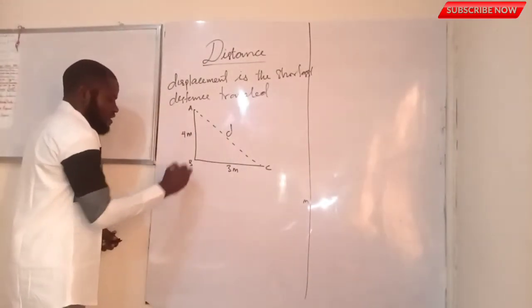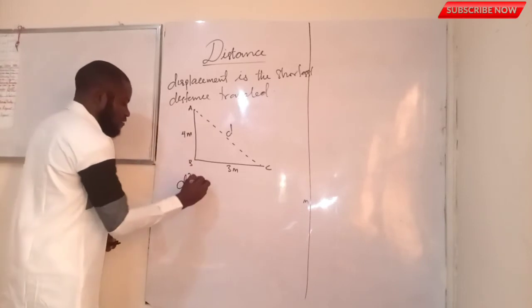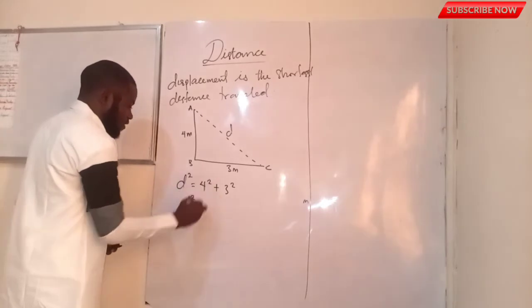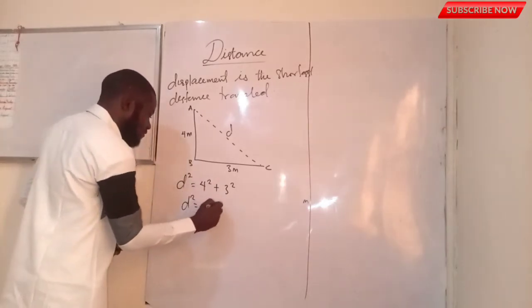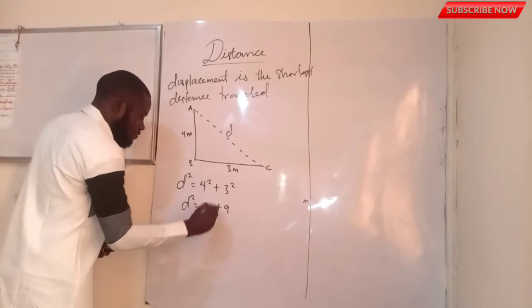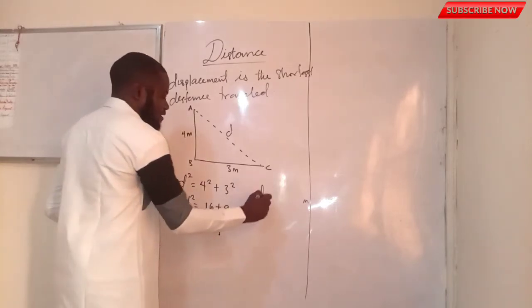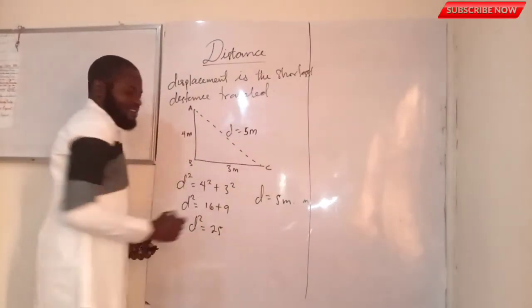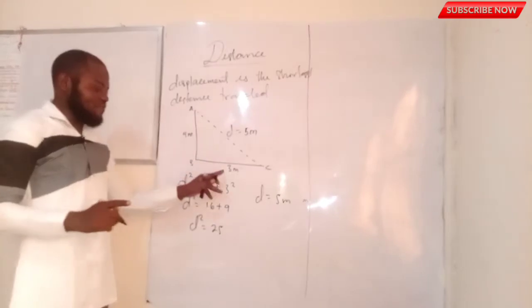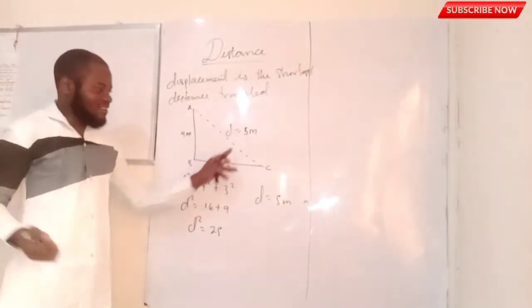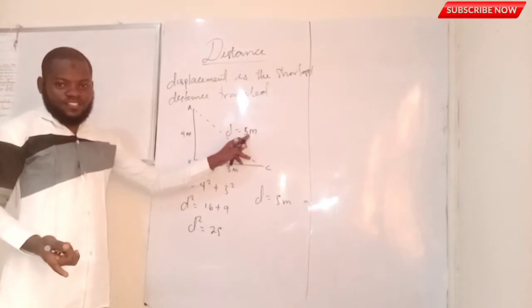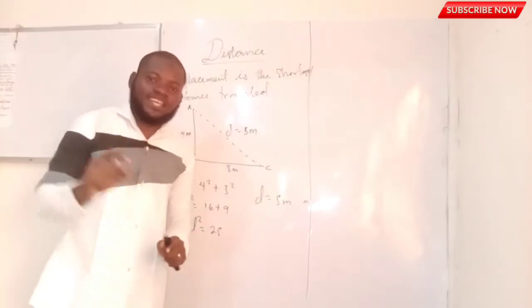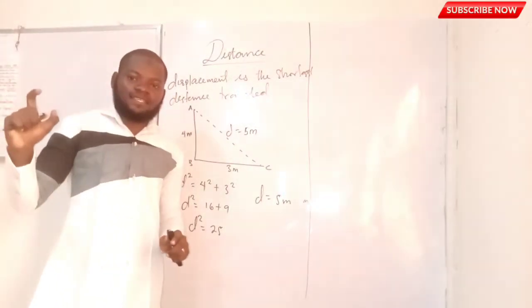Displacement. So using Pythagoras theorem, we have d square equal 4 square plus 3 square. So d square, this will give us 16 plus 9. D square equal 25. So you see that displacement is going to give us 5 meters. So you see, unlike distance, 4 meter plus 3 meter, that is 7 meter. It's quite longer than 5 meter. So this is displacement now. Do you understand this now? So when you say displacement, it is the shortest distance traveled. Is that taken now? Okay?